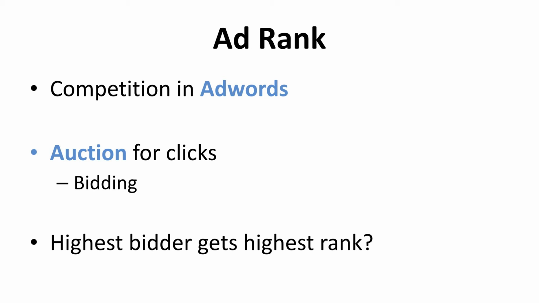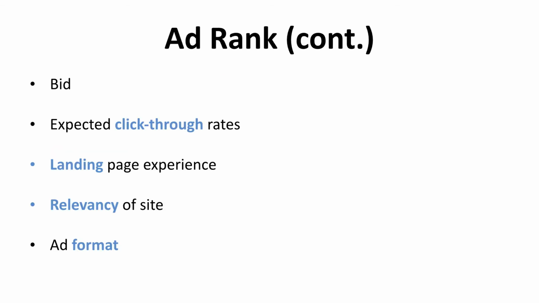Google wants to show only pertaining sites in their search engine and avoid advertisers simply buying over the ad space with irrelevant ads. The calculation of ad rank is the combination of your bid, expected click-through rates, landing page experience, relevancy of site, and ad format. As mentioned earlier in this module, you already have a clear idea on the relevancy of bidding, so now I will explain to you about the rest of the factors.